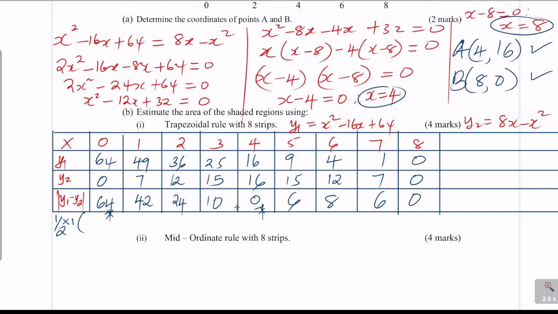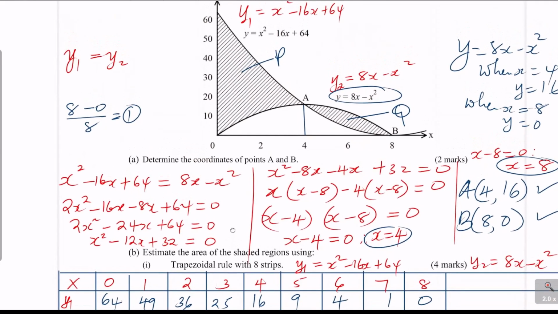Then the first plus the last. So using 0 to 4, the first is 64 plus 0. That will be 64, plus twice the middle values here. So the middle ones, 42 plus 24 plus 10, like that. Then we add. Now we have the area from 4 to 8, where you're getting the area above the curve.